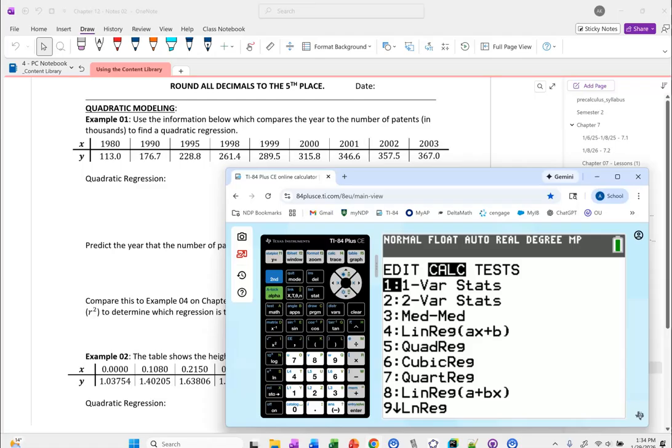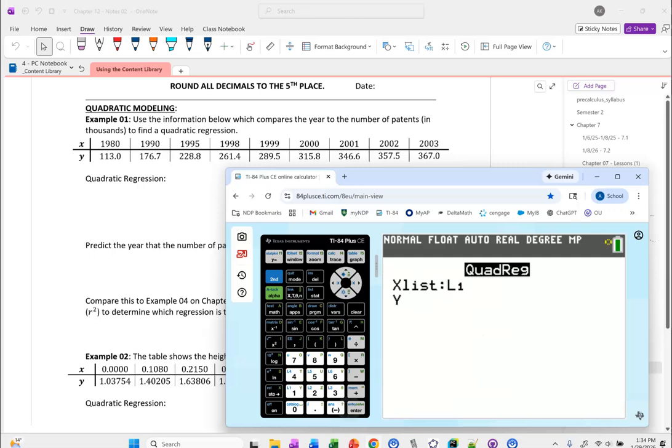And which one am I looking for? Quadratic, QuadReg. Why QuadReg? Because it's asking you for a quadratic. It asks for a quadratic regression in the problem. So you've got to read the problem. They're not all LinReg. It might ask for what it wants.